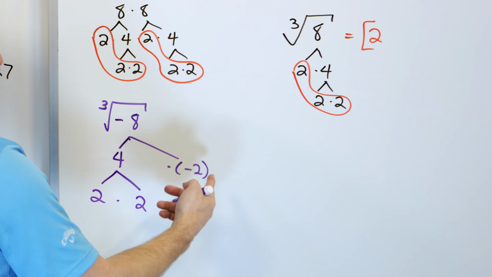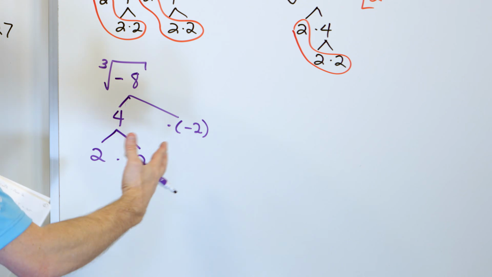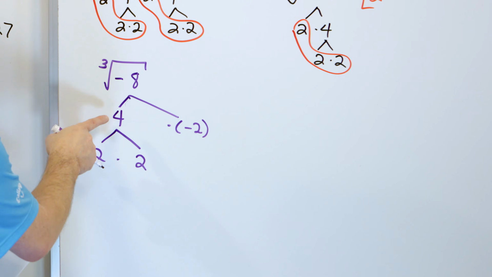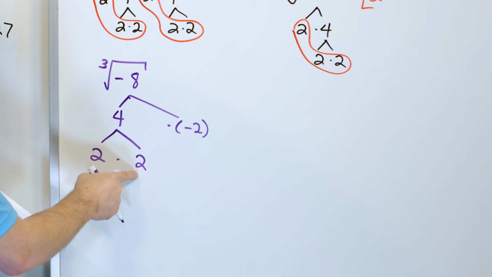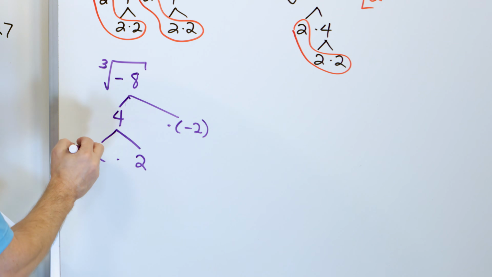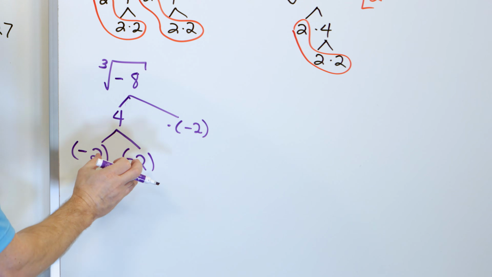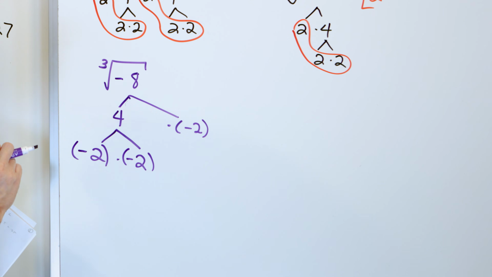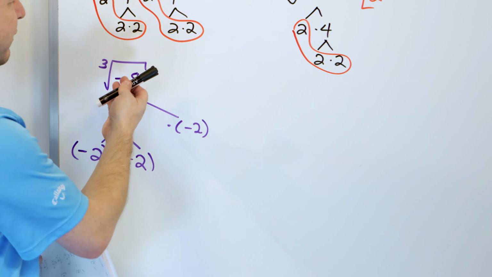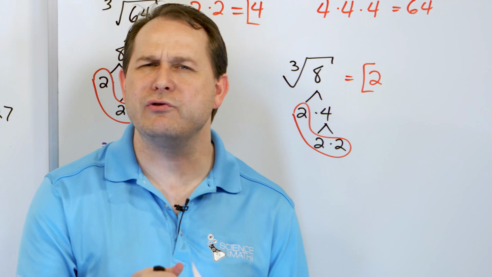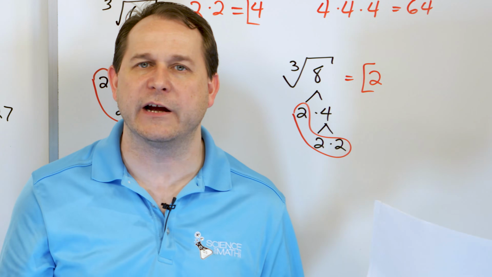And you're looking for triplets, and you say, well, this is negative, positive, positive. I don't have a triplet. But then you realize that 4 can be written as 2 times 2, but 4 can also be written as negative 2 times negative 2. That's a totally equivalent way of writing this, right? You don't really care about it for square roots, because in square roots you can never take the square root of a negative number. So you never try to write your factor tree with any negative numbers.